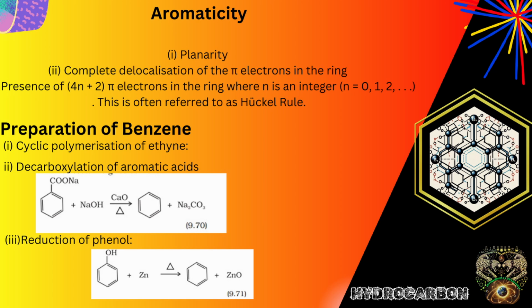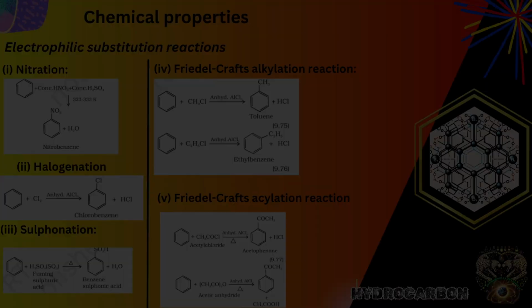However, it may be prepared in the laboratory by methods such as cyclic polymerization of ethyne, which we learned earlier. Decarboxylation of aromatic acid: here, the sodium salt of benzoic acid is heated with soda lime to give benzene. And reduction of phenol, where phenol is reduced to benzene by passing its vapor over heated zinc dust.